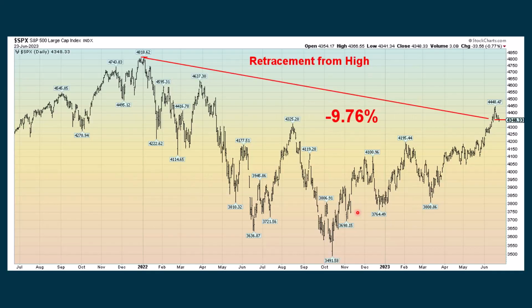Then just to keep an eye on where we're at, since we were at the all-time high at the beginning of 2022, we're now down 9.76%. This is when we hit the all-time high, and this is where we're at right now.